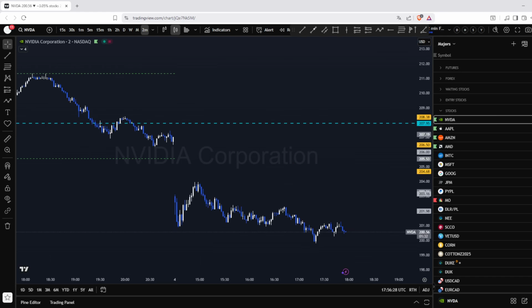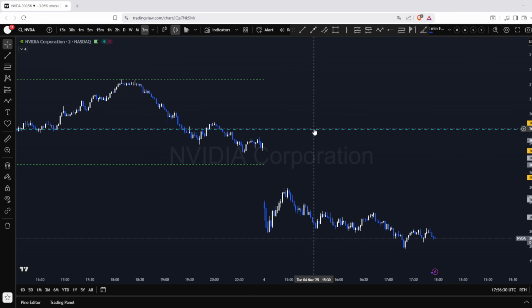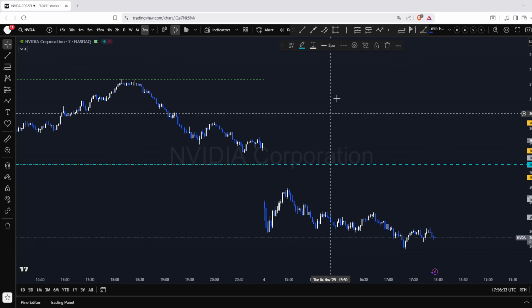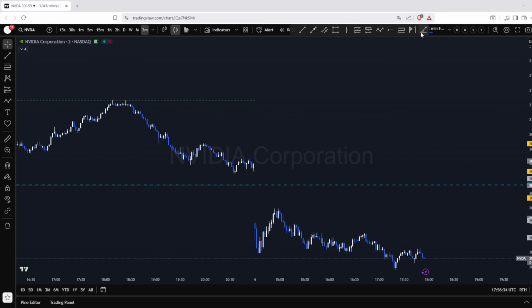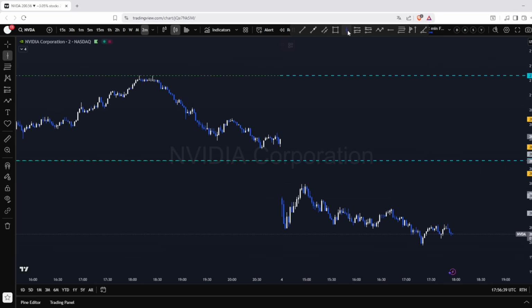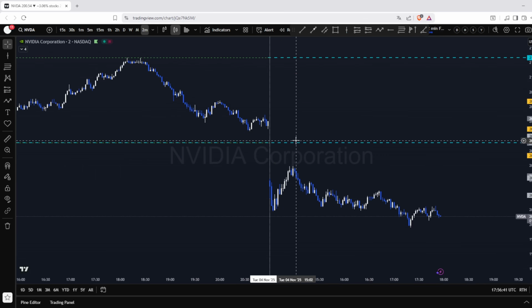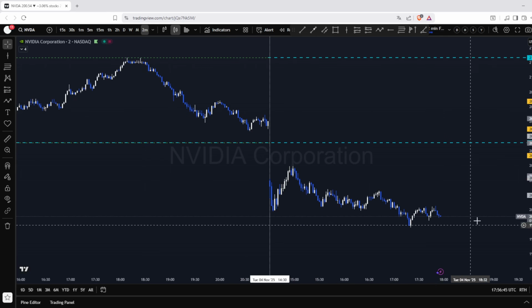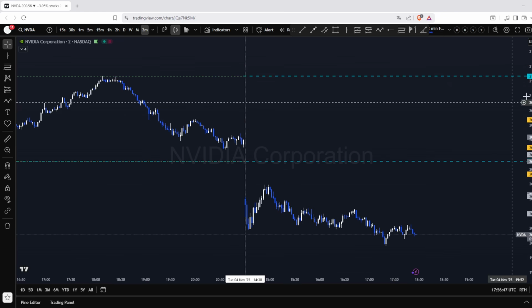Let's check Nvidia. So Nvidia, this is our previous day low, this is our previous day high, and as you can see, we started here, we never touch any key zone, so there was no entry, nothing happening here on Nvidia.